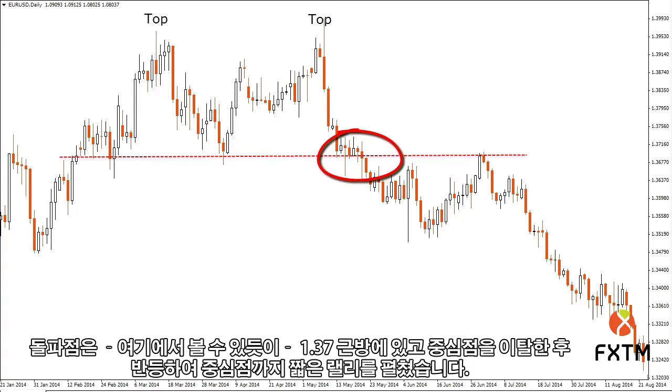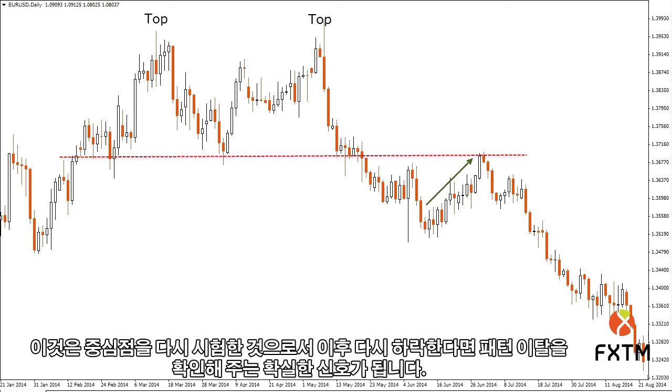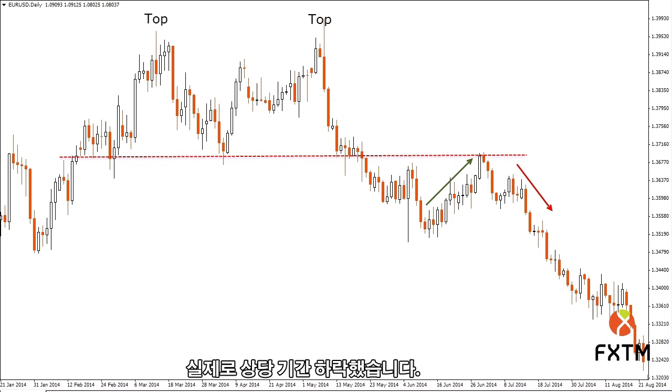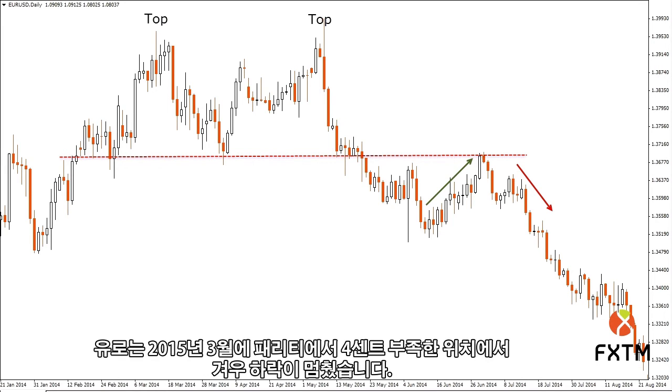And after the price broke that midpoint, it actually retraced, so it rallied a little bit right back up to the midpoint. Well, when that happens, we call that a retest, and it's a good confirming signal if subsequently the price continues to move to the downside, which in this case it actually did for quite some time. The euro only stopped short of parity by about 4 cents there in March of 2015.